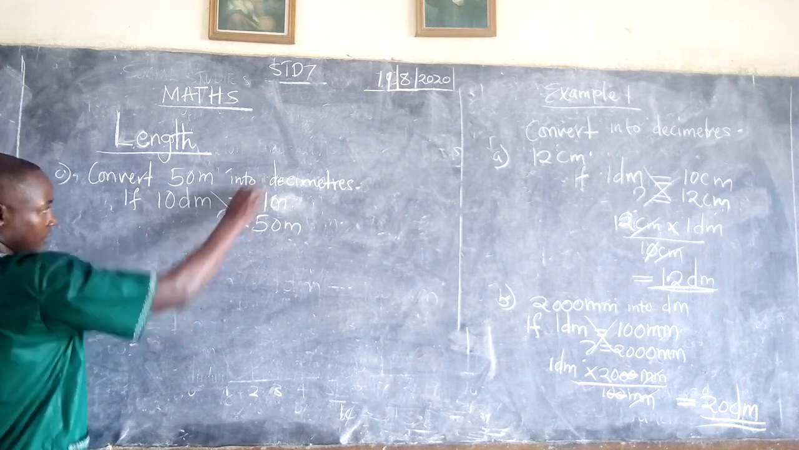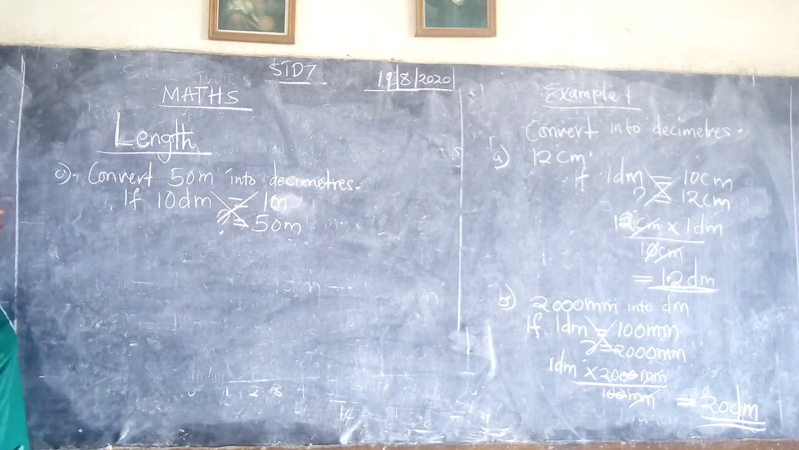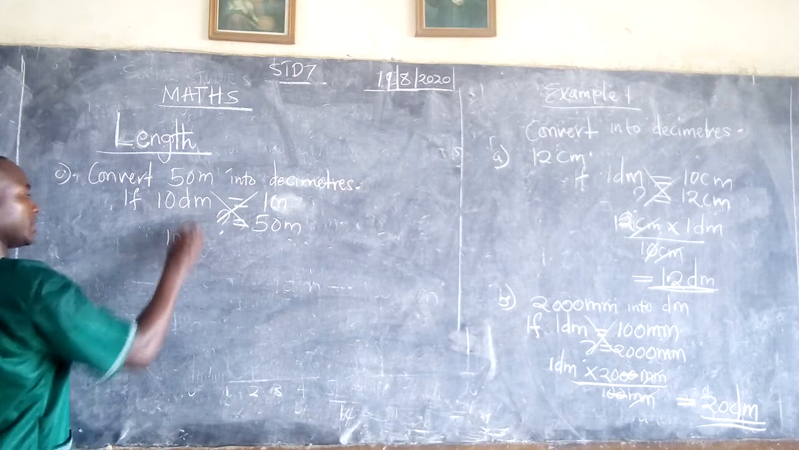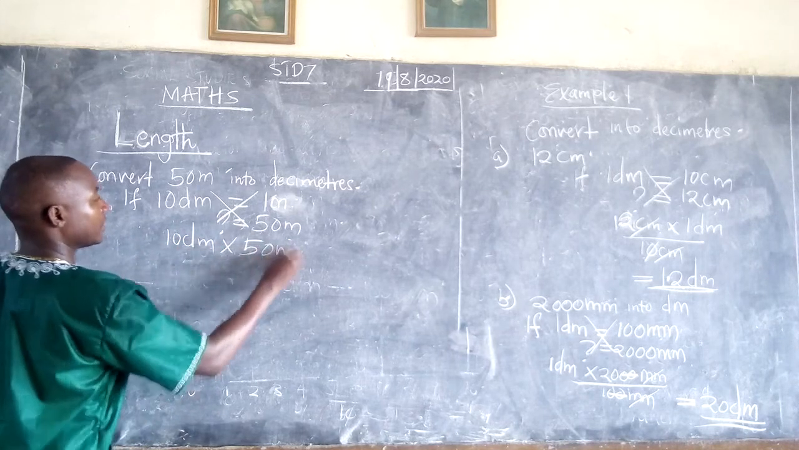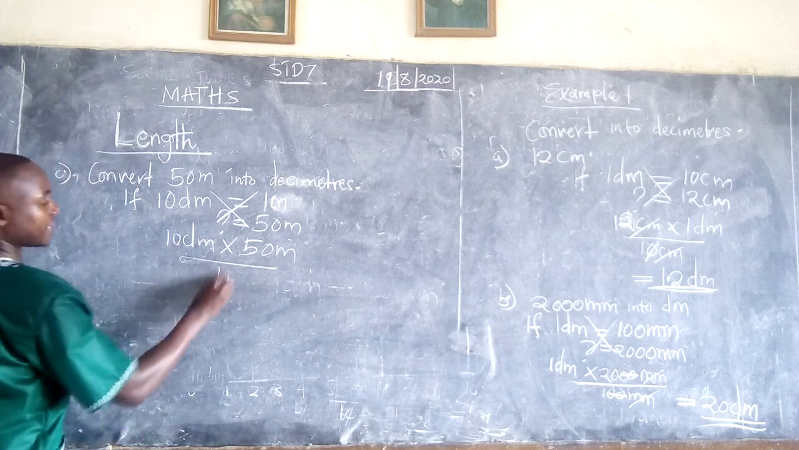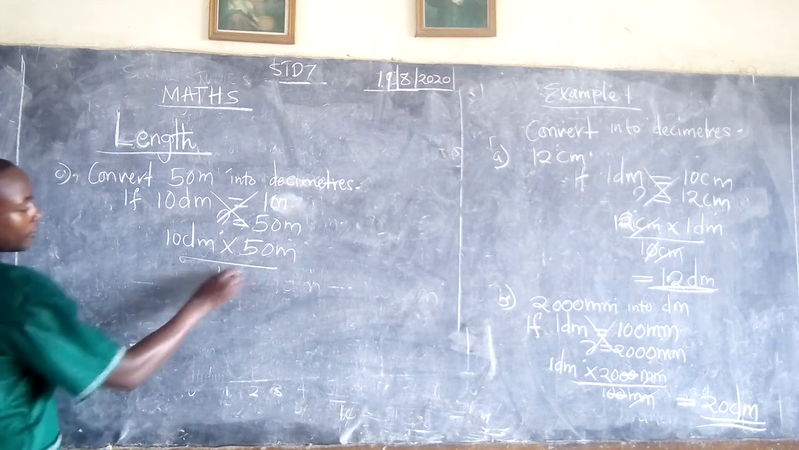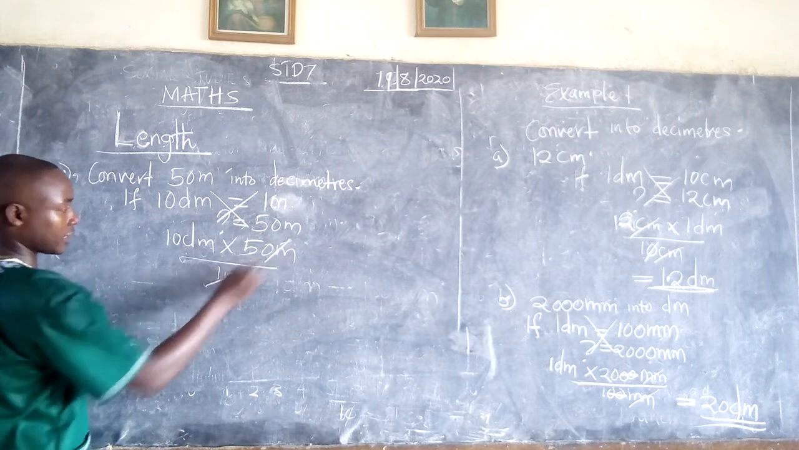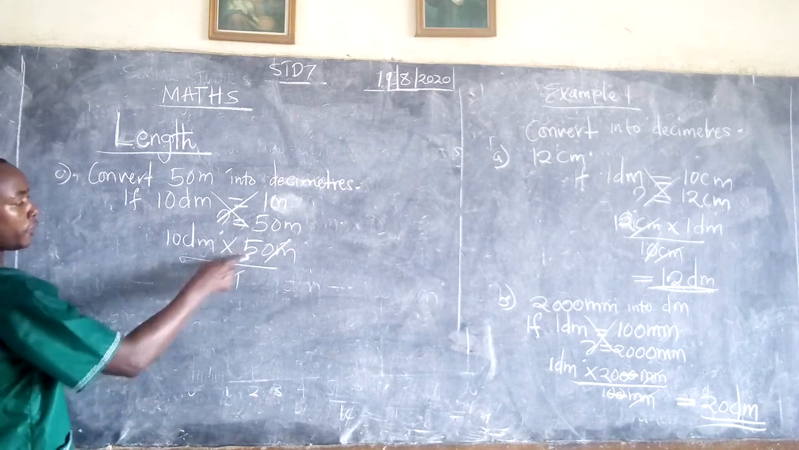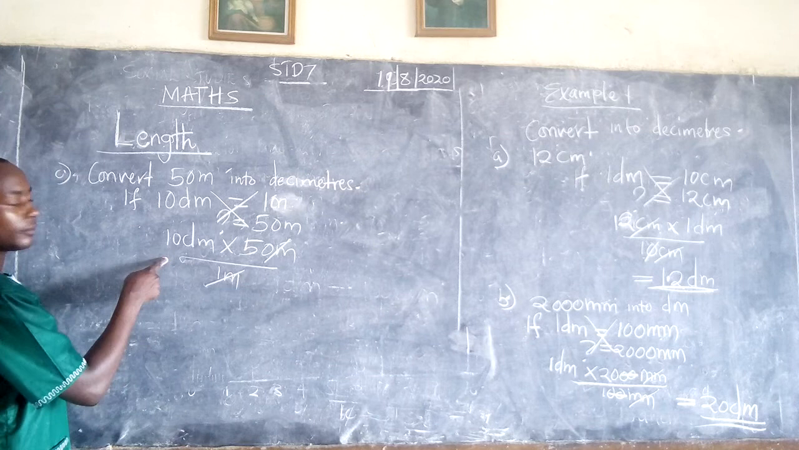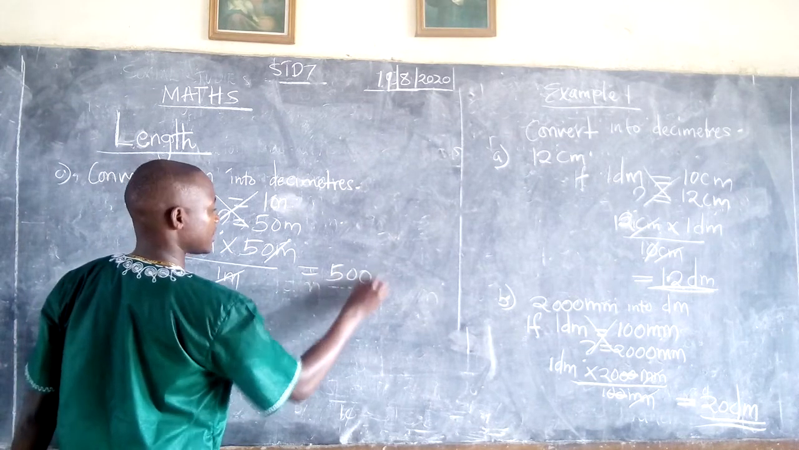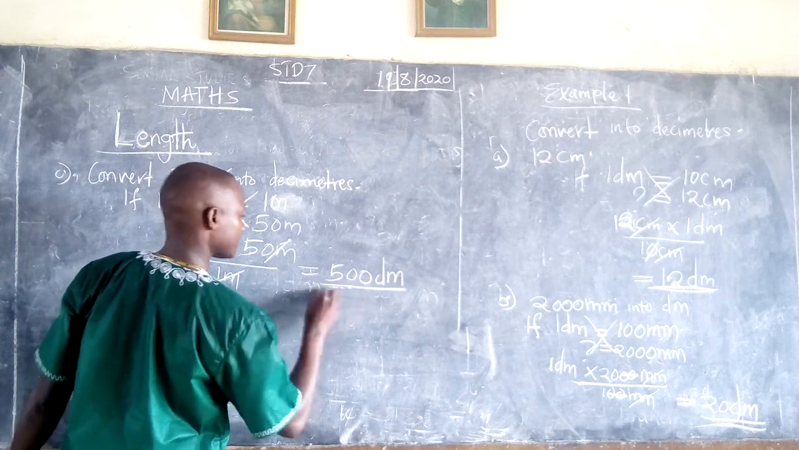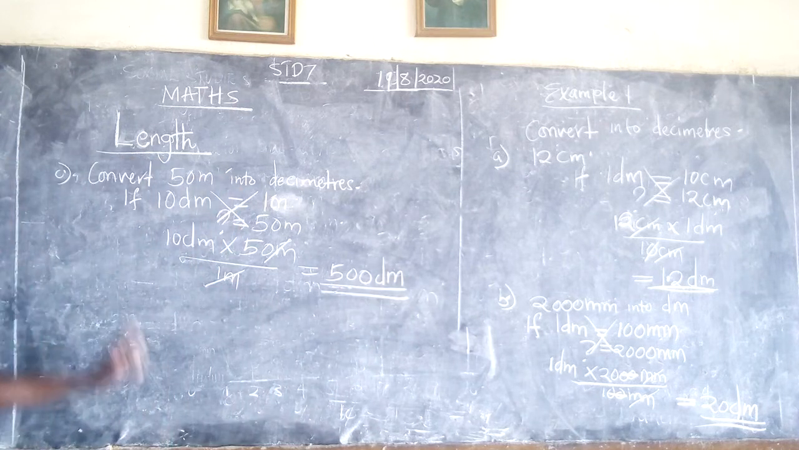From there, you cross multiply again. This will be 10 decimeters multiplied by 50 meters divided by 1 meter. Meters will cancel, and you remain with 50 times 10 decimeters. You get 500 decimeters. So in such a case, if you are told to convert that, that is how you should work it out.